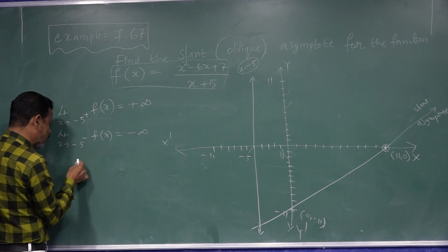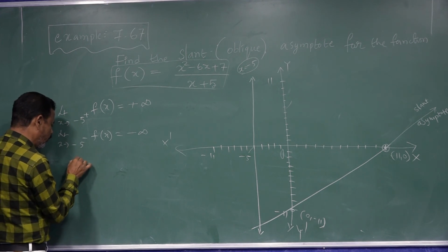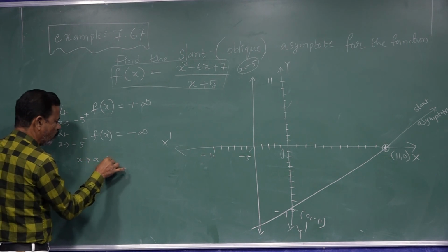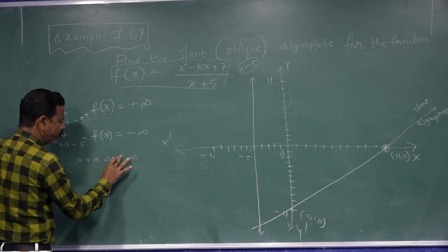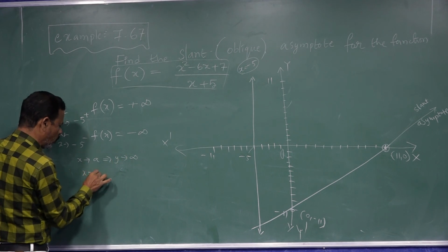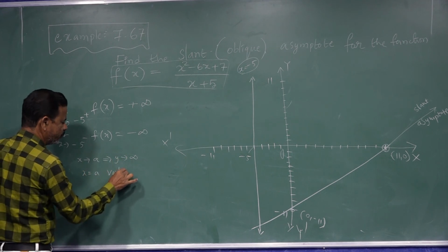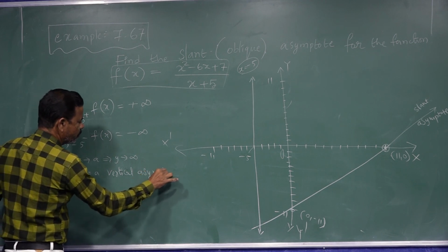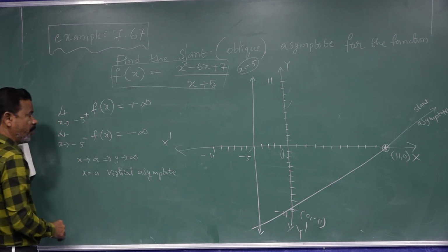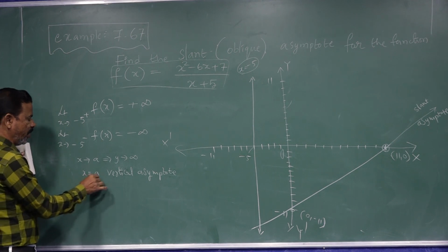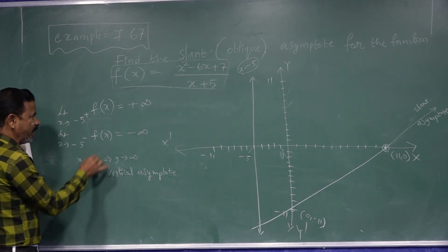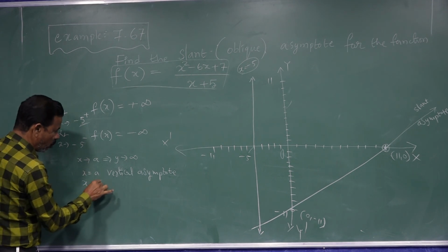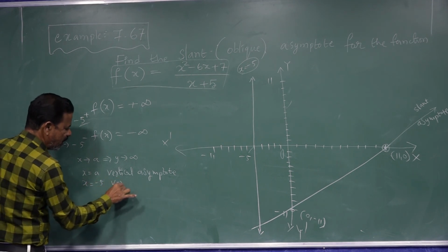What is the meaning of asymptote? If x tends to a, then y tends to infinity, then x is equal to a is the vertical asymptote. Already I told you in the previous class, x is equal to a is a vertical asymptote. So here the a value is minus 5. That's why x is equal to minus 5 is a vertical asymptote.